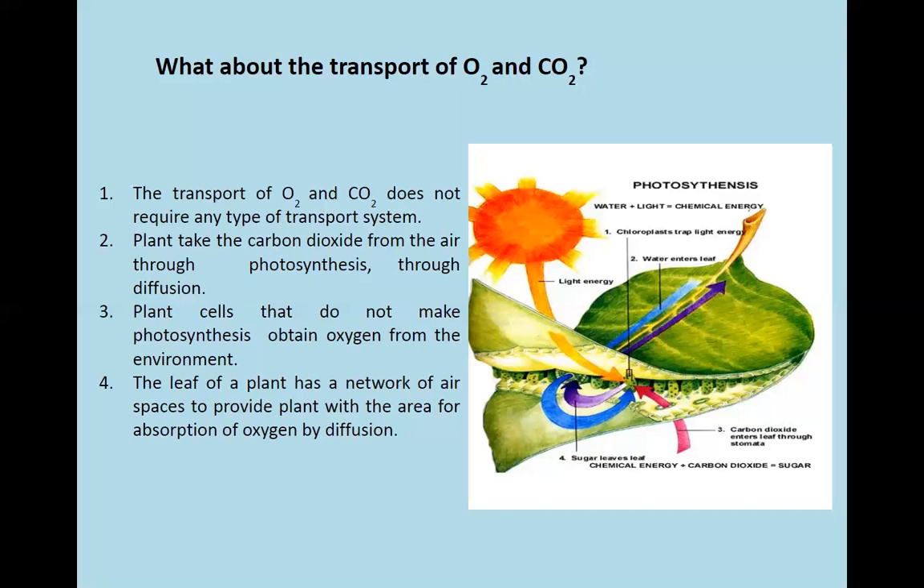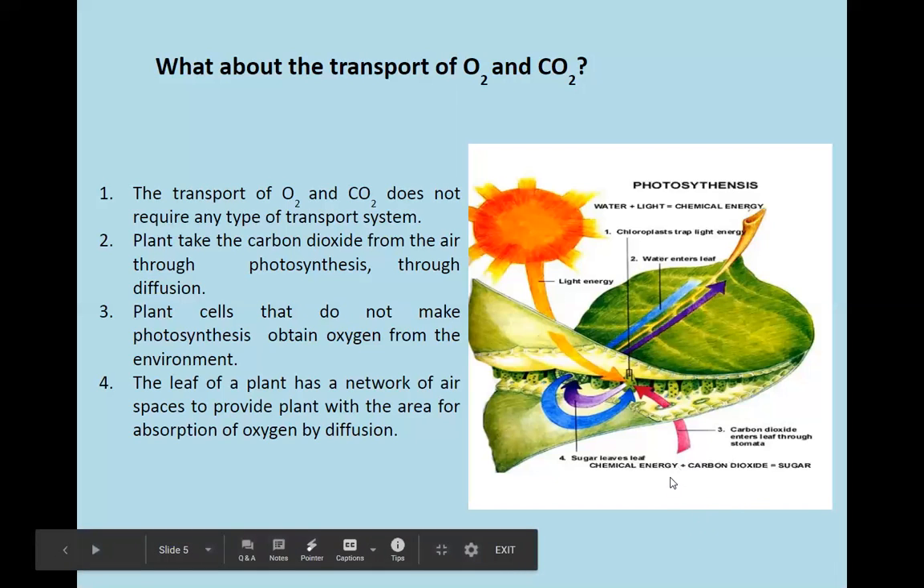So plants do have a transport system. They have xylem and phloem, but these are important for the movement of water, minerals, and organic molecules or products of photosynthesis. The transport of oxygen and carbon dioxide doesn't require any type of transport system, because the leaf of the plant has air spaces which allow the exchange of gases between the outside environment and the inside of the leaf. So this was the lesson for today.